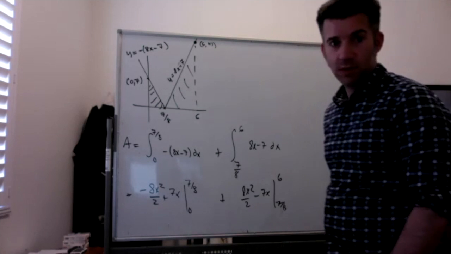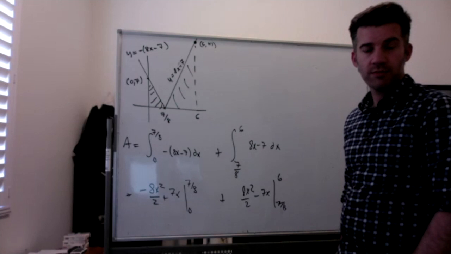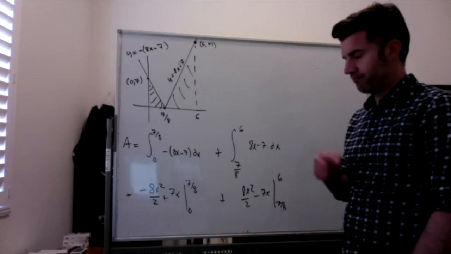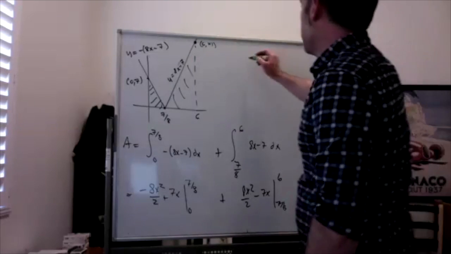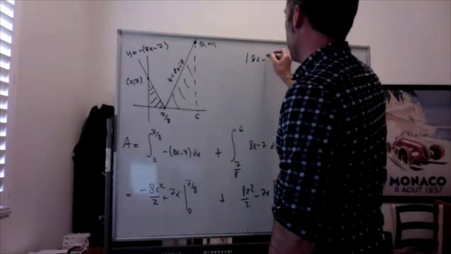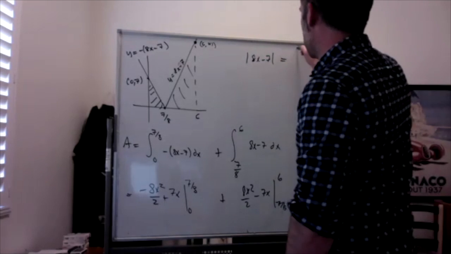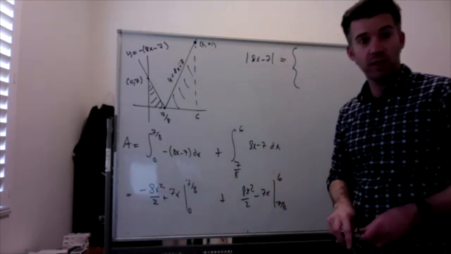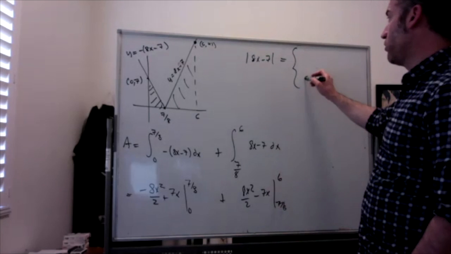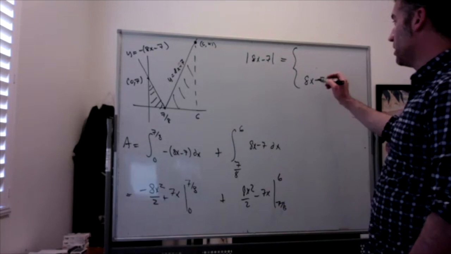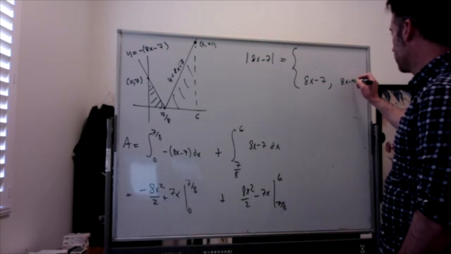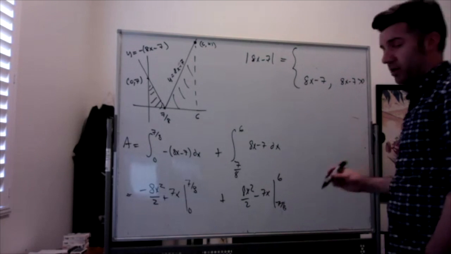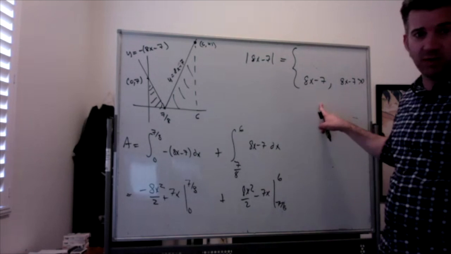James, I have a quick question. Sorry. So how did you get the negative parentheses 8x minus 7? Sure. So here's the thing about absolute values. The absolute value of anything is equal to a piecewise function. It's just what you've already got if what you've already got is positive. Right, so what's the absolute value of like 8 times 2 minus 7?